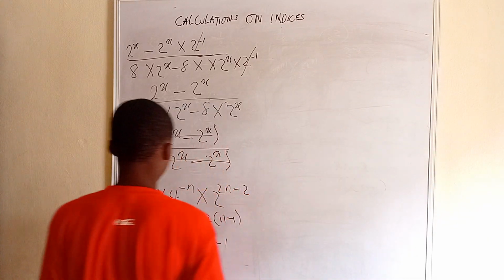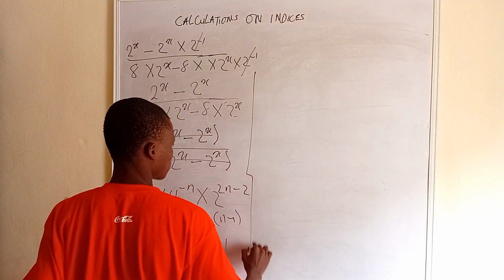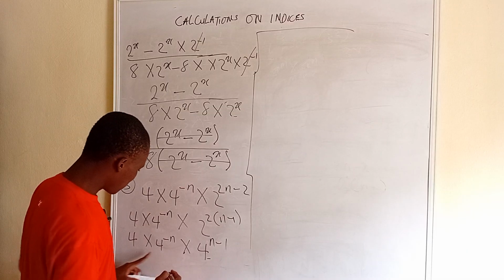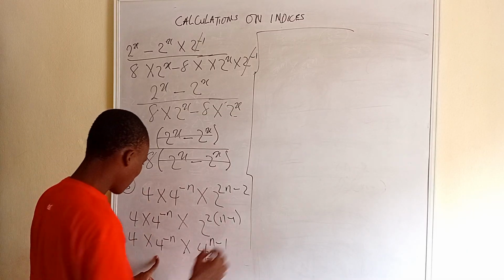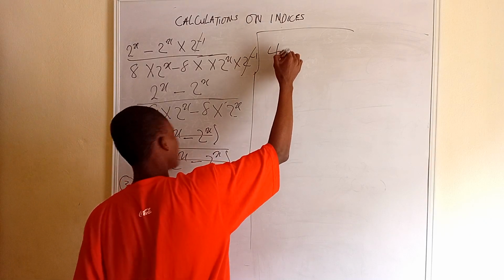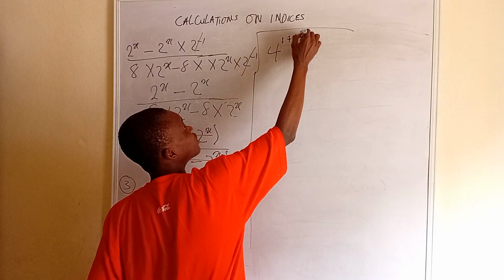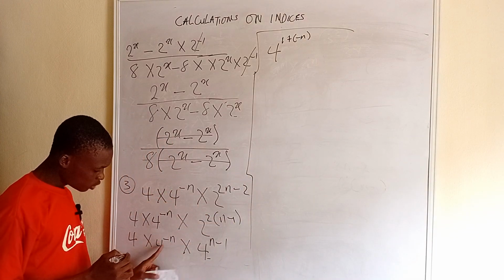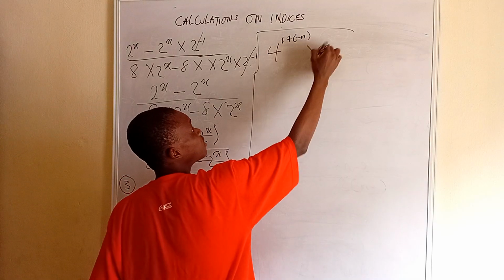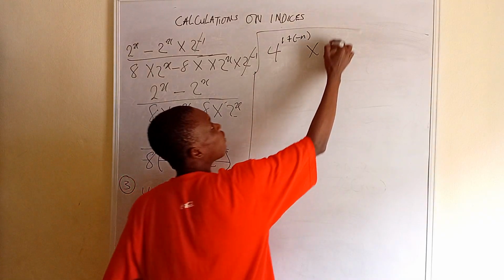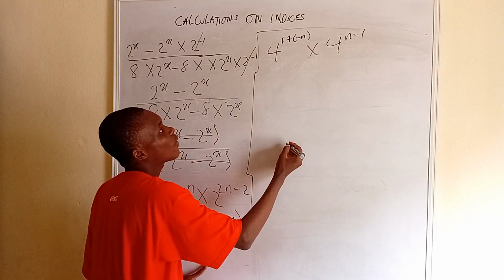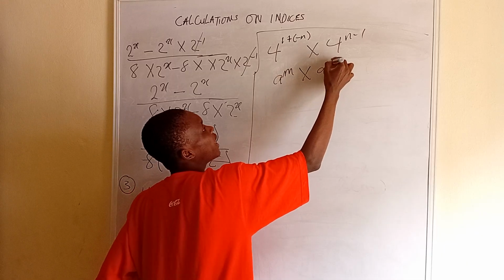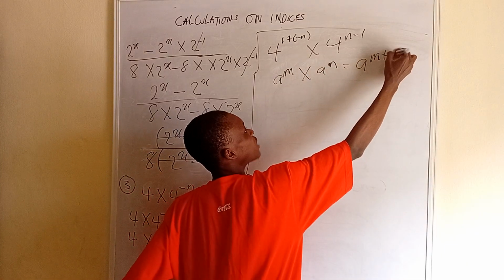All right, so from here, we know that from the laws of indices, whenever we're multiplying and the two bases are the same, we take one of the bases and add the powers. So this becomes 4 to the power of 1 plus negative n, times 4 to the power of n minus 1. Yes, we are adding, so there's a 1 here. This is the law we are using: a to the power m times a to the power n equals a to the power m plus n.